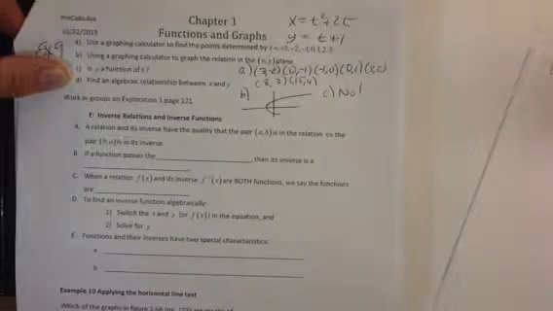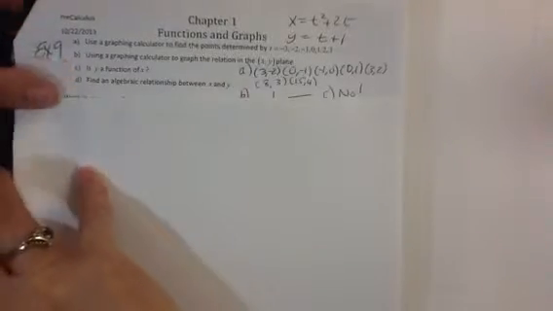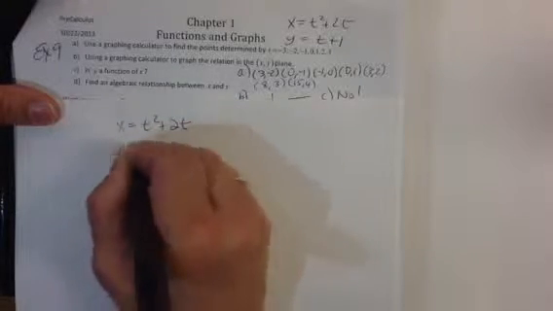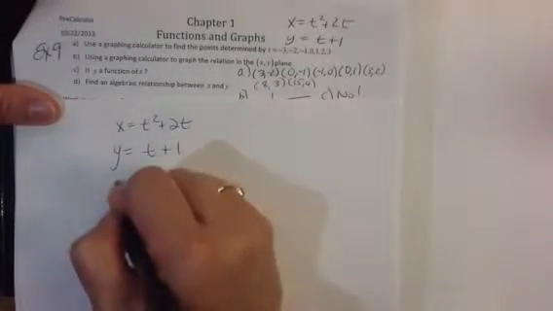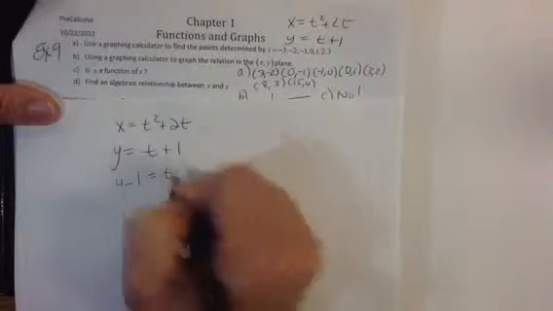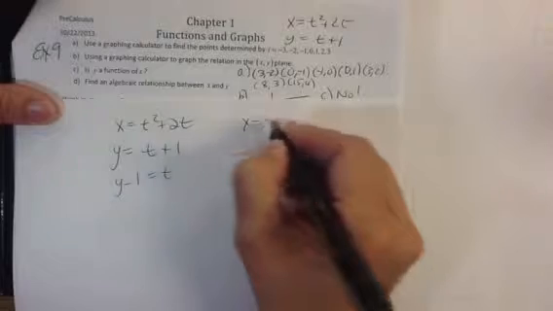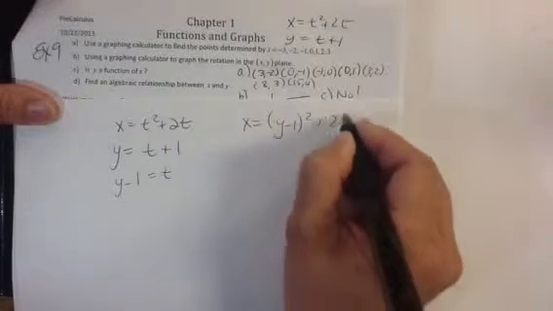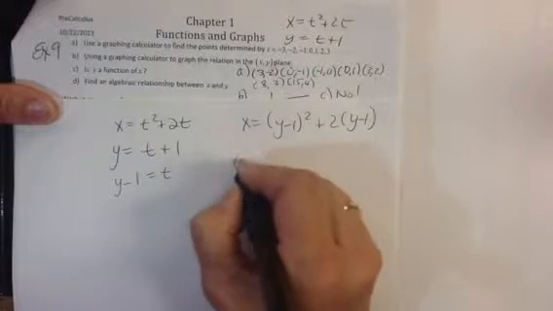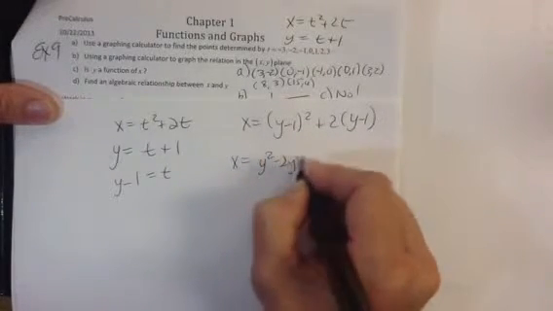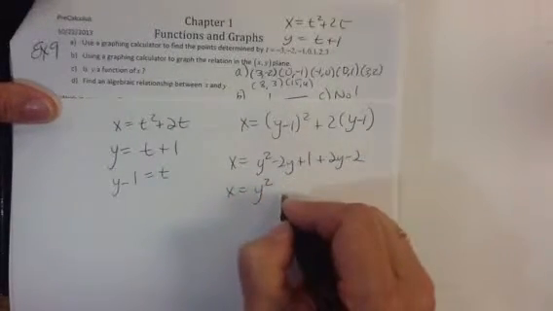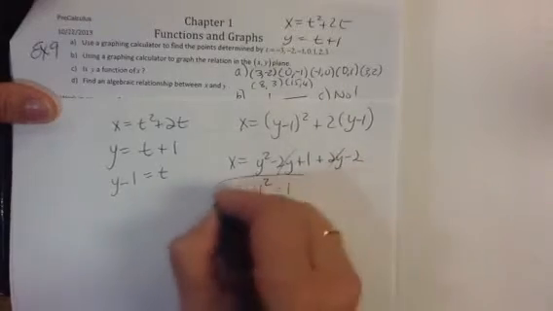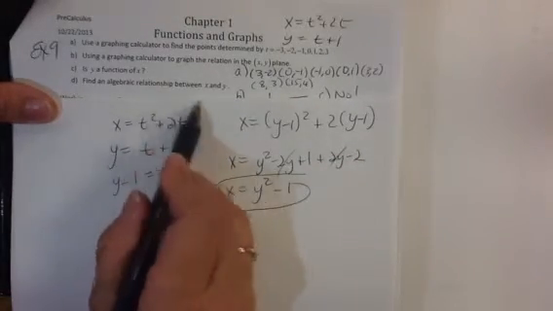To show you how I'm going to do that, I'm going to take this piece of paper and write x equals t squared plus 2t, y equals t plus 1, and I need to solve for t. Well, I don't want to square root anything, so I'm going to say y minus 1 equals t. Now I'm going to substitute it in here. When I do that, I can expand this, multiply it through, add like terms, those go away, minus 1. That's now my algebraic relationship between x and y.